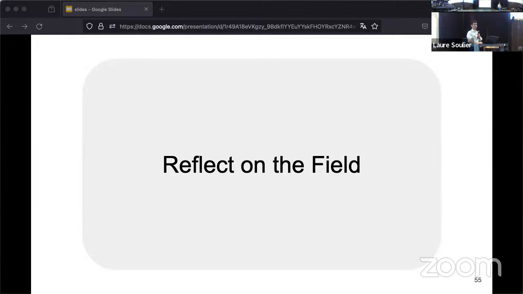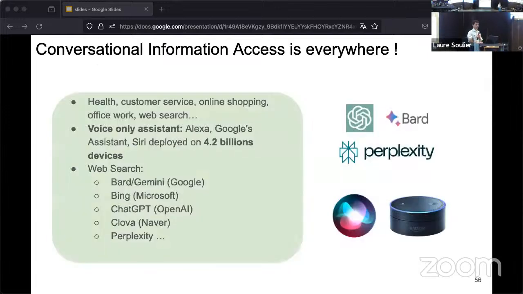If we step back a bit and look at the rest of the field, today conversational information access is everywhere, in various domains such as health, customer service, online shopping, and so on. And large search companies such as Google, Microsoft, and so on, are racing to integrate their language models, their conversational models, on top of their search engines.